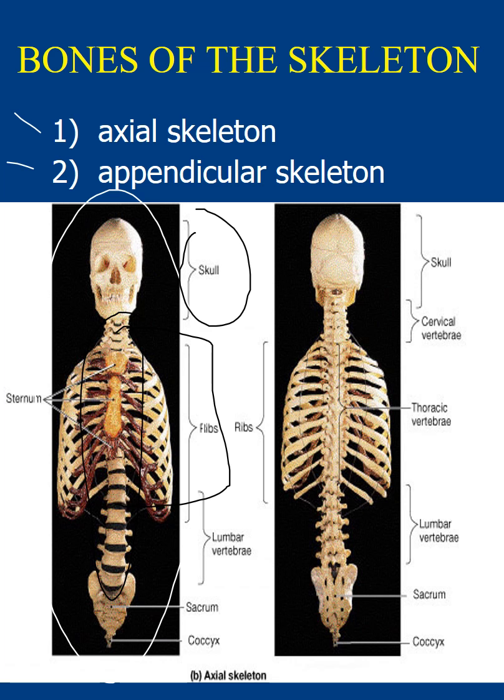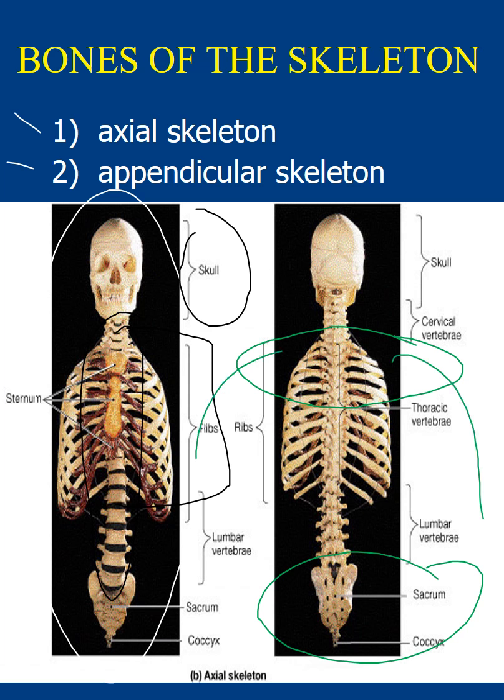And then the appendicular skeleton is broken into three regions as well. We have the pectoral girdle, right around our shoulders and what's attached to our ribs. We have the pelvic girdle, which is our pelvis, and then our appendages, which we can't see here, so I'm going to draw our arms and our legs.